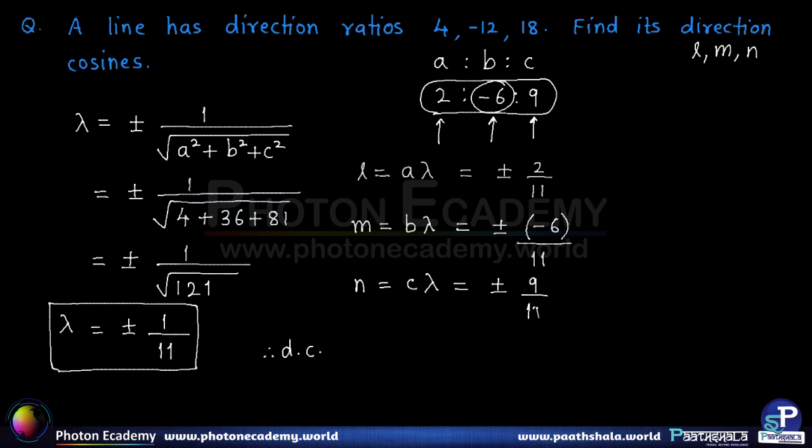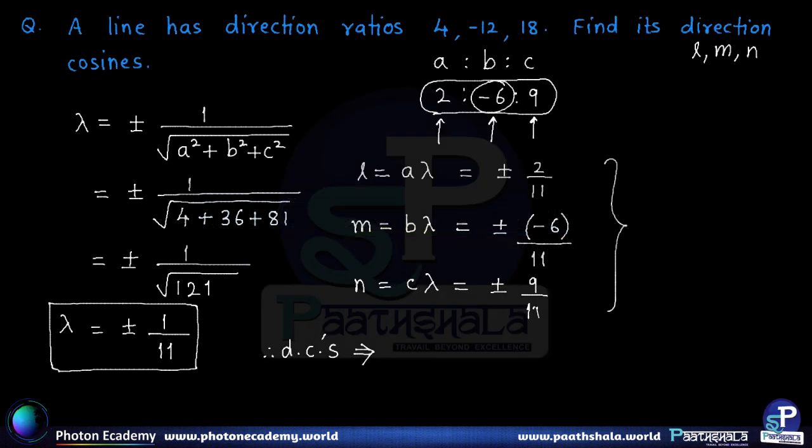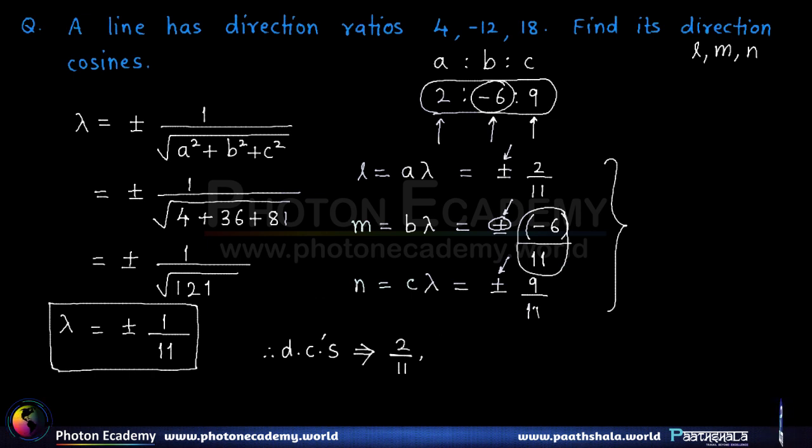We have to write the final answer. What we have to do now is, from these values we have to pick up all the values by considering the positive sign of lambda. Okay, so in that case the first value becomes 2 by 11. Then from the second, since we are picking up plus, whatever remains is the second answer. So that is minus 6 upon 11, and last one is 9 upon 11. So this is first set of direction cosines.